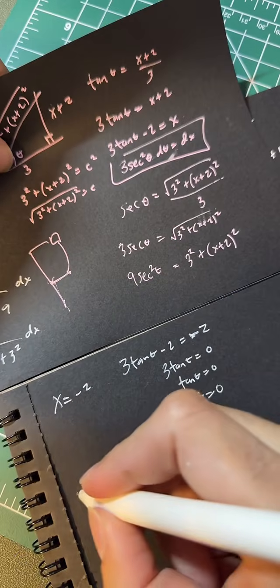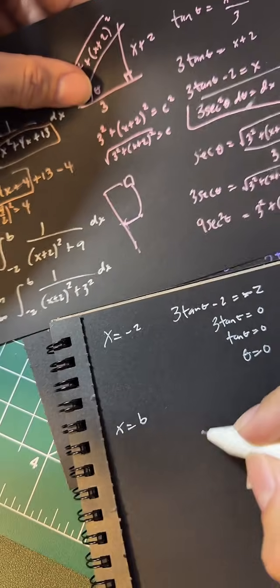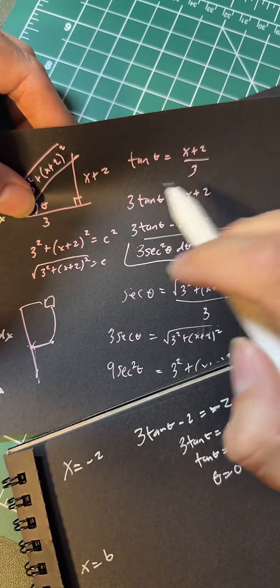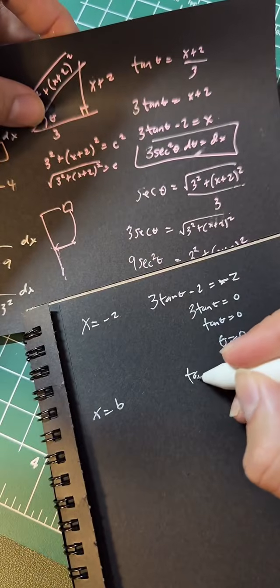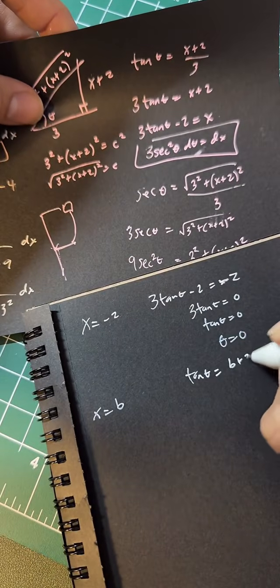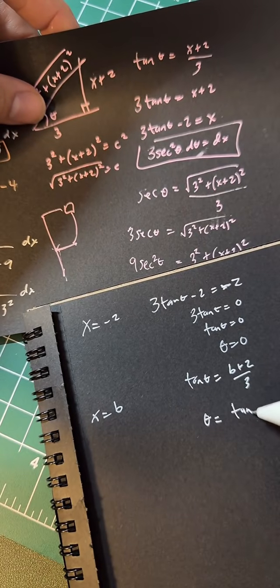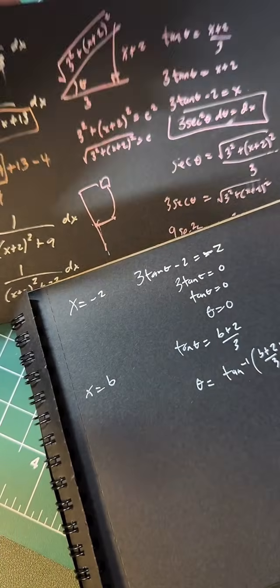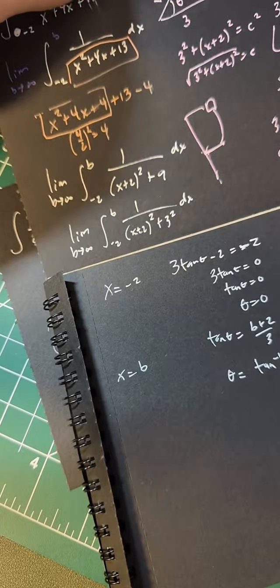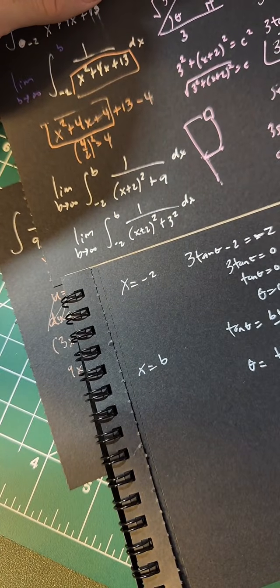That's perfect. And when x is equal to b, this is why I don't like to do the infinity part. I'm just going to plug in b into this and get that tan theta is equal to (b plus 2) over 3, and so theta is equal to the tan inverse of (b plus 2) over 3. Super annoying. This is why I don't like putting the b. I just like putting infinity. But we have to follow the rules, guys.